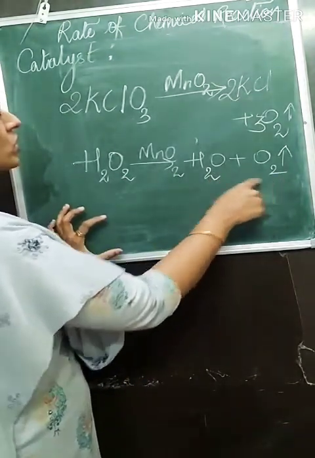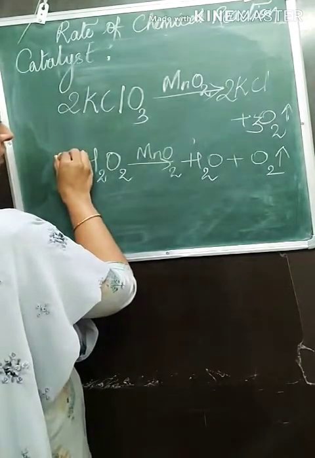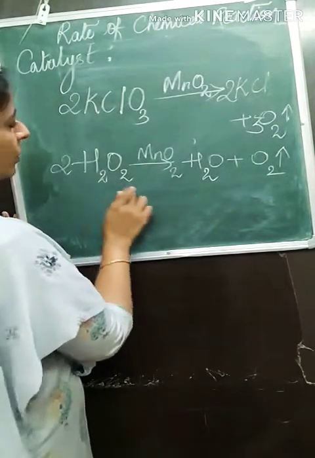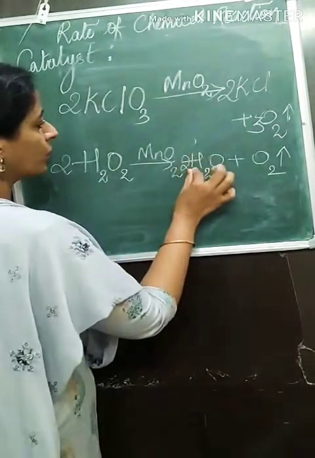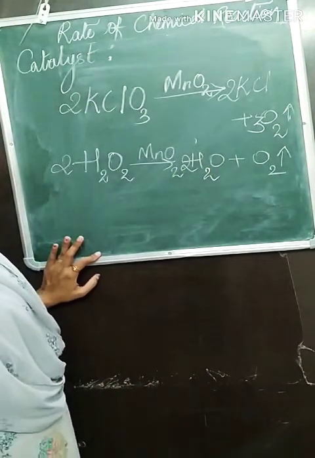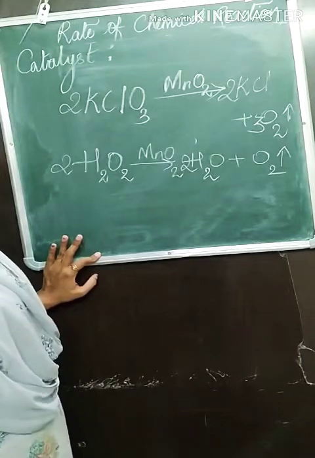Here we have oxygen 3. So we will try to put a 2 here. So now this became 4. We'll put a 2 here. 2 plus 2, 4. Now it is balanced. 4 and 4.